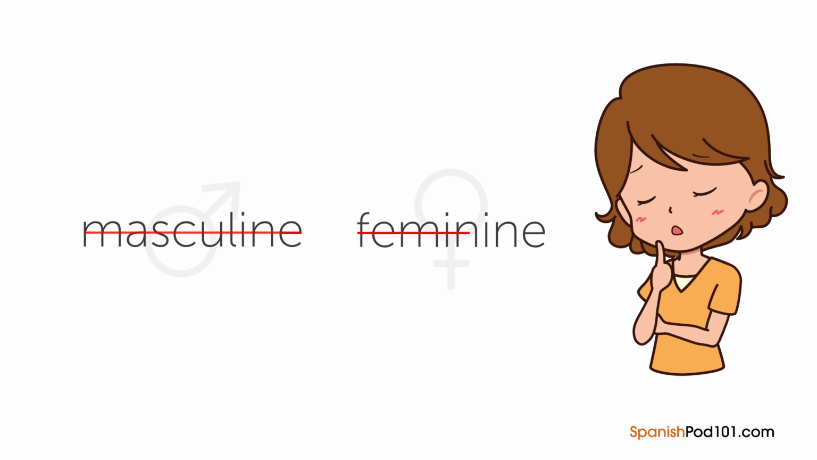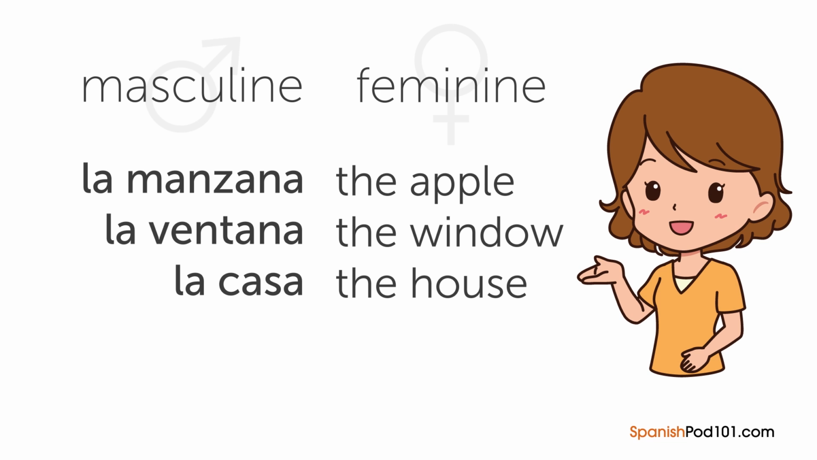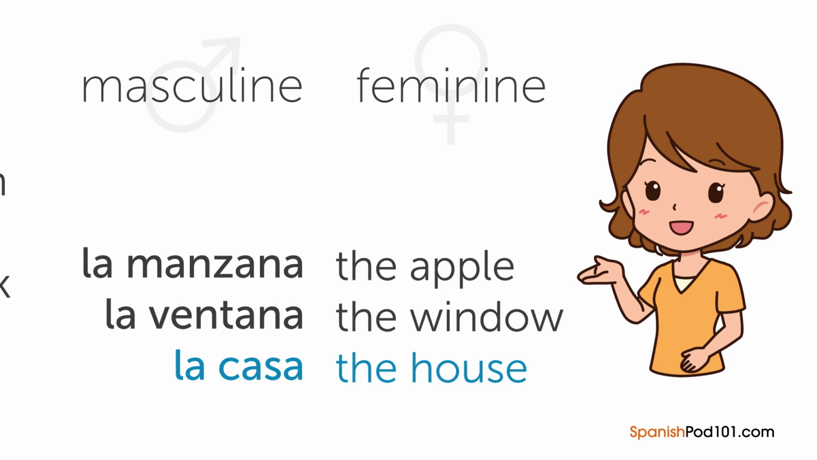English doesn't have masculine or feminine nouns, so the easiest way to tell the gender of a noun is to take a look at the last letter of a noun. The general rule is that if a noun ends in A, it is feminine. For example, la manzana, the apple, la ventana, the window, and la casa, the house.